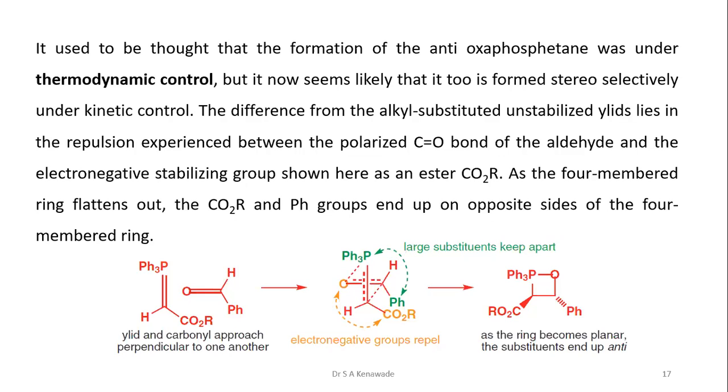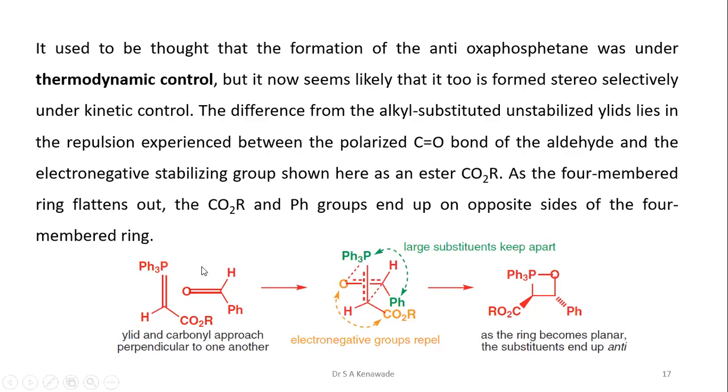If you can see the anti-oxaphosphetane, then it now seems that it forms stereoselectively under kinetic control. The difference from the alkyl substituted unstabilized ylide lies in the repulsion experienced between the polarized carbon of the aldehyde and the electronegative stabilizing group, that is the ester.